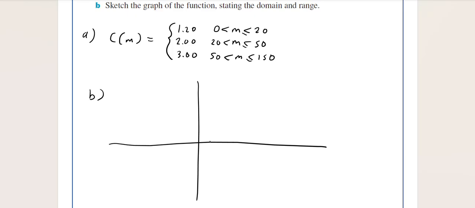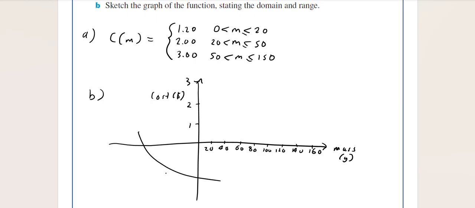Just for convenience's sake, I might go up in 20s. So 20, 40, 60, 80, 100, 120, 140, 160. Get those labeled real quick. They're not as well spaced as they could be, but hopefully it's not going to make too much of a difference. I'm going to label this as the mass, which is going to be in grams. And then on the vertical, it's going to go up to $3. So I might put $3 at the top and then try to split this into some nice thirds, $1 and $2. I'm just going to label this as the cost in dollars.